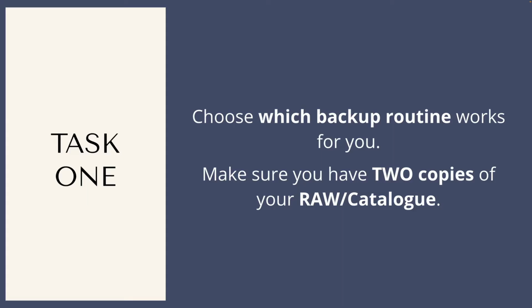So I want you to think about your backup routine and what's going to work for you. So will you do 2 hard drives? Will you move away from your computer and hard drive system, or you have a hard drive and cloud storage? Now you want to make sure that you always have 2 copies of your raw files, and your catalog. So you're going to back up your catalog maybe once a month onto your hard drive.